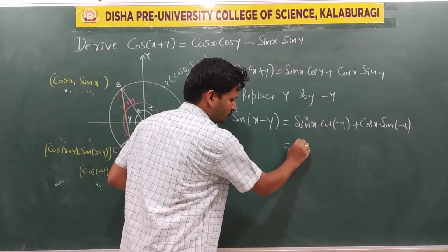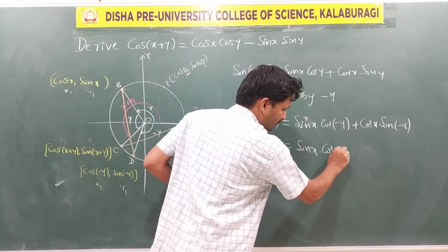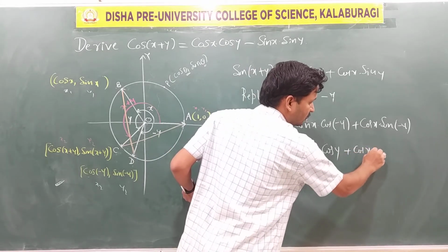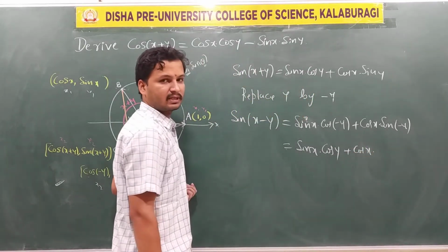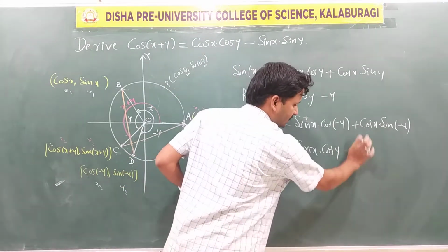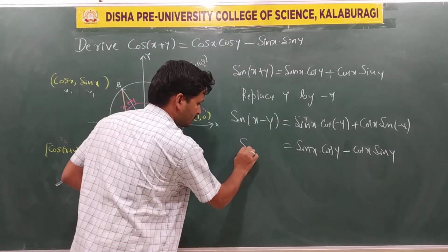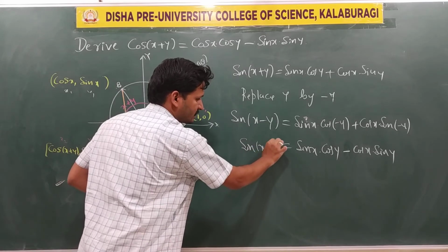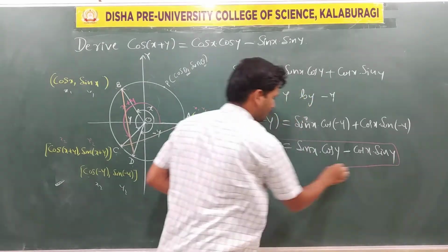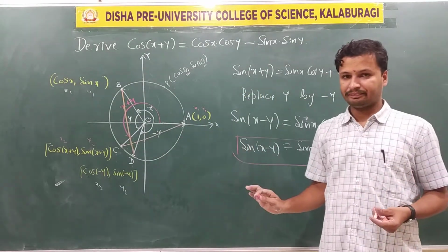So it is equal to sin x into cos of minus theta, which is plus cos theta, so that is cos y, plus cos x into sin of minus theta, which is minus sin theta. So sin of minus y is minus sin y, and minus into plus gives minus cos x into sin y. So sin of x minus y is equal to sin x into cos y minus cos x into sin y. So these are the results.